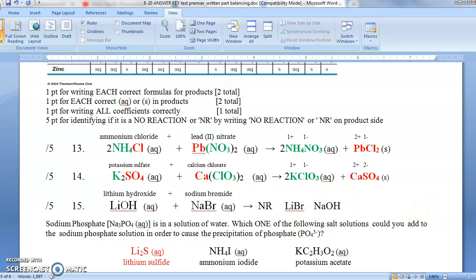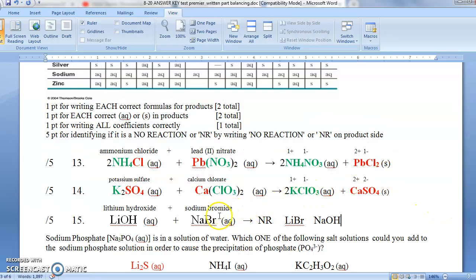Let's see if they just traded places. The Na is now with the OH. There it is. The Li is now with the Br. The Li, the first thing here, ends up with the second thing there. There it is. But let's see.